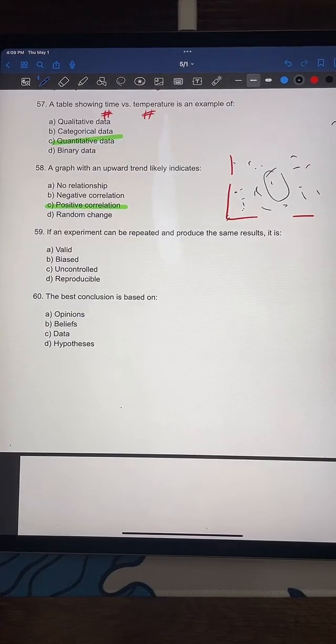On the periodic table, this shows that the higher you go up and to the right, the higher the electronegativity. So electronegativity increases as you move up and to the right on the periodic table.